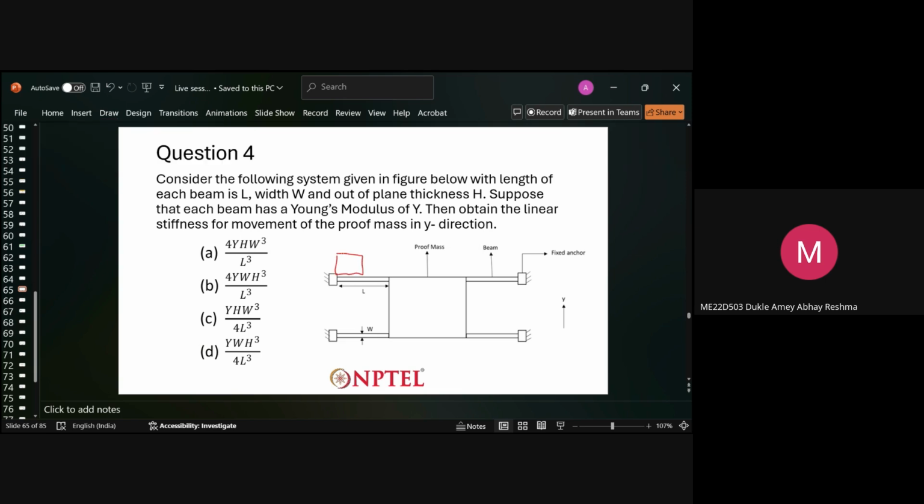So this is the cross section we are talking about. See, the out of plane thickness is this H, right? And the width is W. Here the moment is happening along the y-axis. So when it is along the y-axis, it will be W cube in the formula. And when it is along the x-axis, it will be H cube.